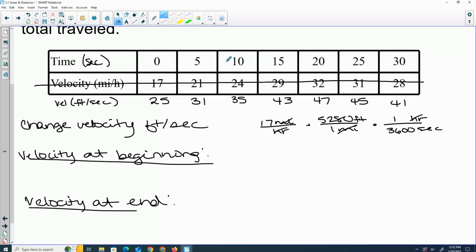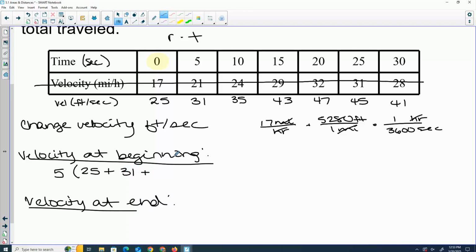All of my intervals have a width of what? 5. So to get my distance, I just have to do rate times time, so 5 times whatever my speed was at that time. Can I just pull my 5 out in front? Sure. So if I'm estimating from the beginning of the time period, then my first 5-second chunk, my speed was 25, as we converted. Okay, the next 5-second chunk, my speed was 31.